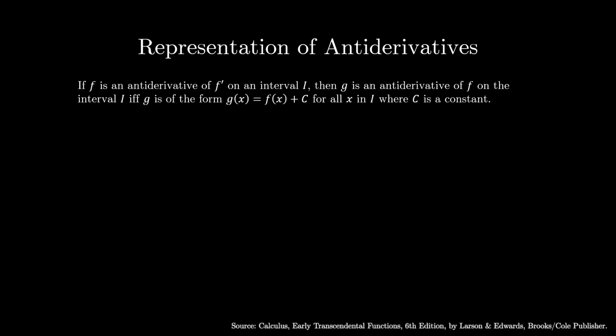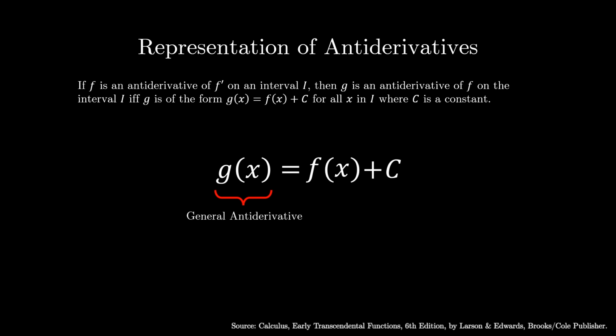The general representation of antiderivatives is as follows. If f is an antiderivative of f prime on an interval I, then g is an antiderivative of f prime on the interval I if and only if g is of the form g of x equals f of x plus c for all x in I, where c is a constant. The family of functions represented by g is the general antiderivative of f prime, and g of x equals f of x plus c is the general solution.